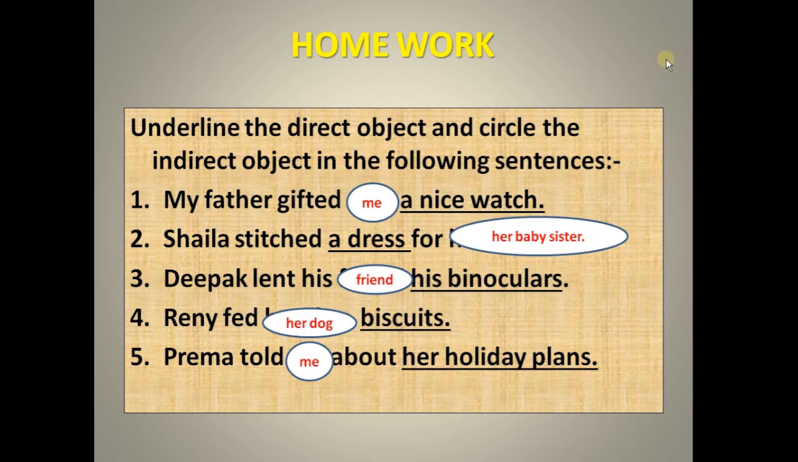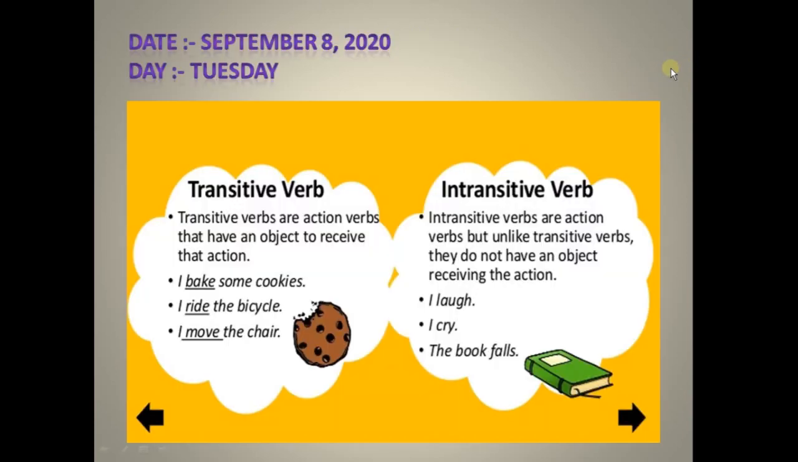I hope you all have done this work carefully. Now the next one: as yesterday we did objects, today we are going to start transitive and intransitive verbs. So what are transitive verbs? Transitive verbs are action verbs. Don't forget, students, this is very important here. Action verbs that have an object to receive that action.